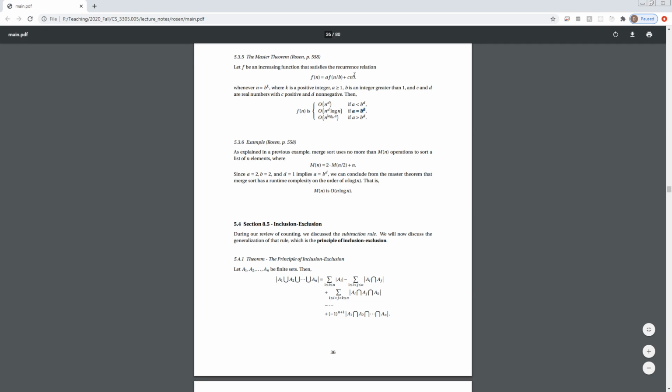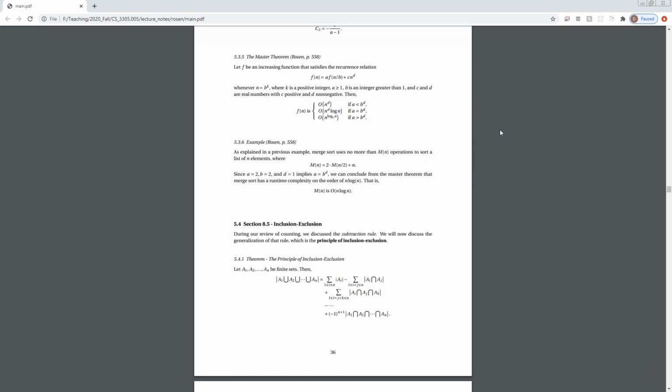So in this case, for merge sort, d was 1, right? So this says that merge sort was n log n. This is just another way of observing that. Or it grows as n to the log base b of a if a is greater than b to the d. Okay, so that's the master theorem. You can use it to directly analyze the runtime complexity of your recursive algorithms. And I think it's pretty cool that they were able to derive that.